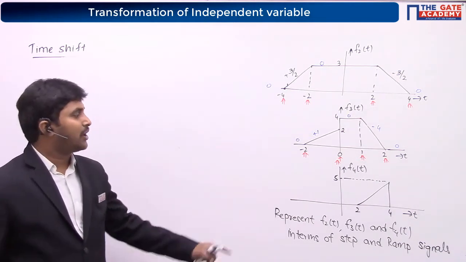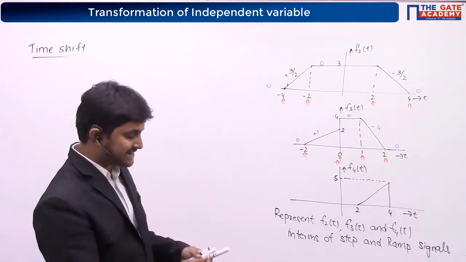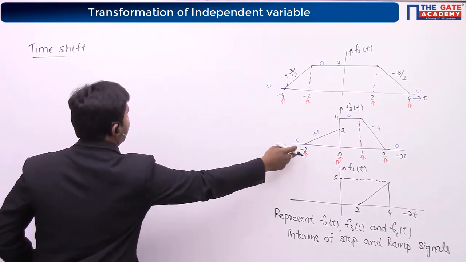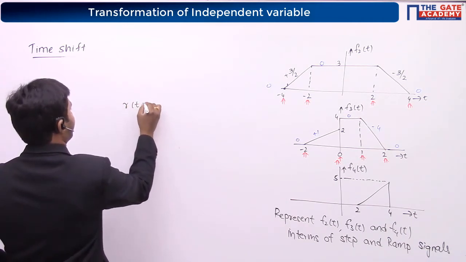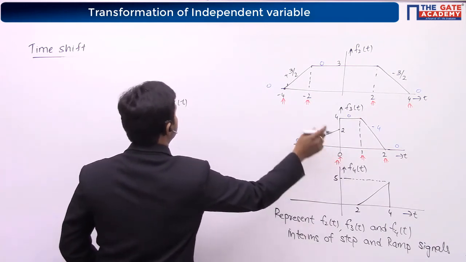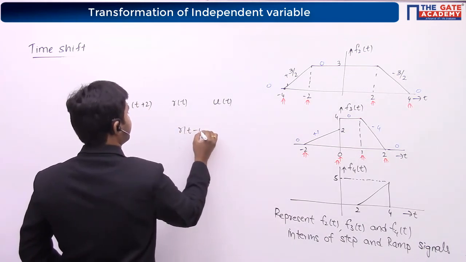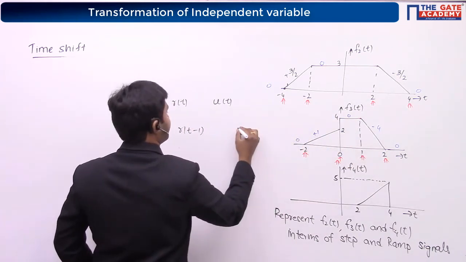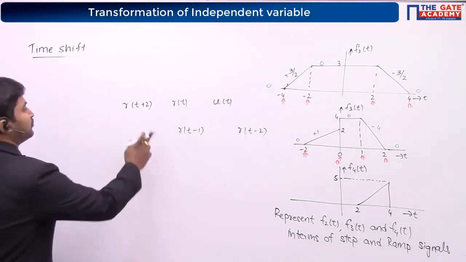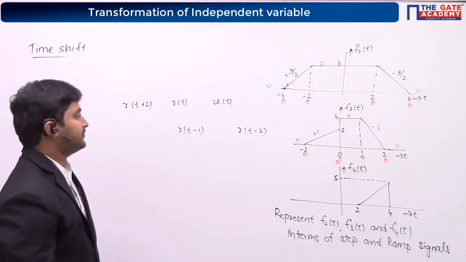So the first step is to identify the points where there is a step and a ramp. Now once we have identified, we know how to represent it, isn't it? So how to represent it? At t is equal to -2, there is a ramp. At t is equal to 0, there is a ramp. At t is equal to 0, there is a step. At t is equal to 1, there is a ramp. At t is equal to 2, there is a ramp. So 1, 2, 3, 4, 5.